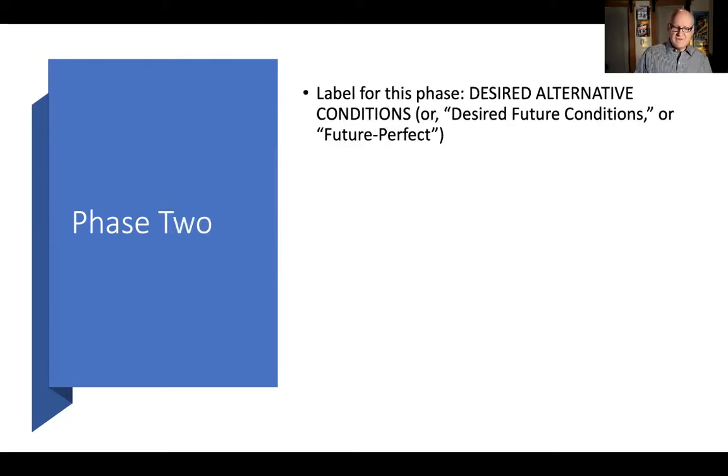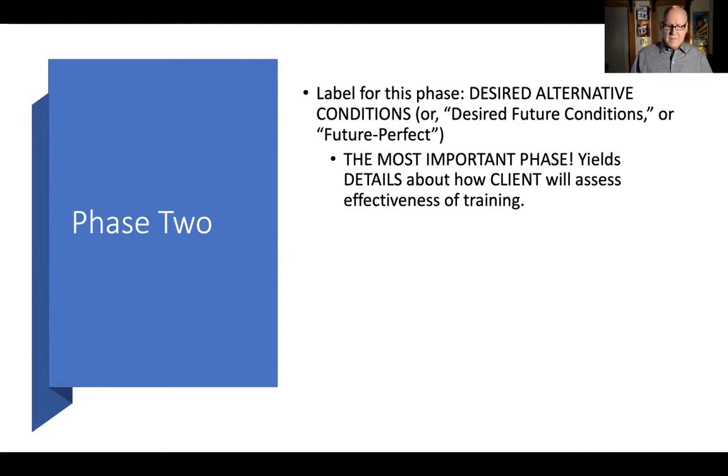So the next phase is phase 2. We call that the desired alternative conditions phase. Could call it desired future conditions, could call it the future perfect. That's a term that a lot of SF people use. This is the most important phase for a couple of reasons. Number one, it's most important because it is going to present you with details about what the client wants and needs.